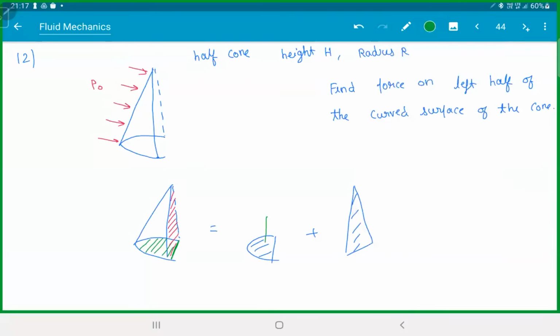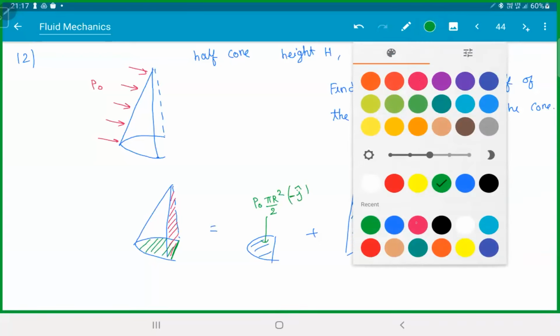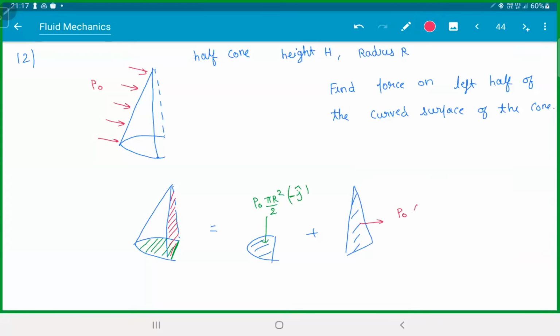On this, the force will be pressure P naught into pi r square by 2, the half disk, minus j cap. On this, the force will be pressure P naught into area, half into base into height, P naught RH i cap. So the force on that curved surface will be P naught RH i cap minus P naught pi r square by 2 j cap. So the projected area need not be a single area. You can actually create two flat areas. Got it? So look at the definition.